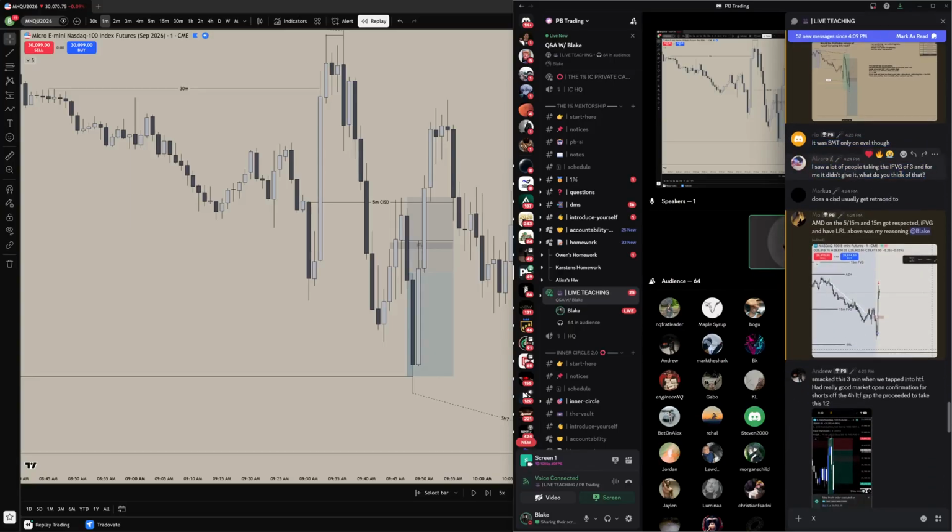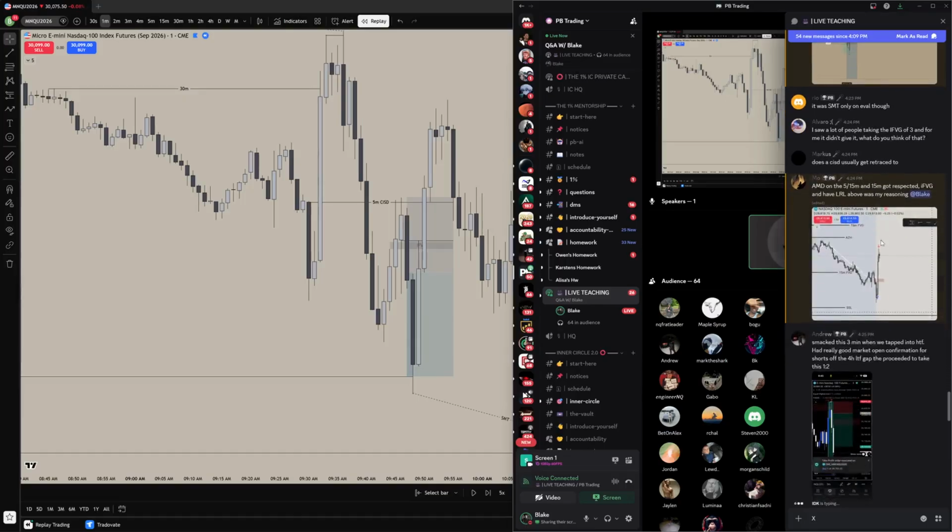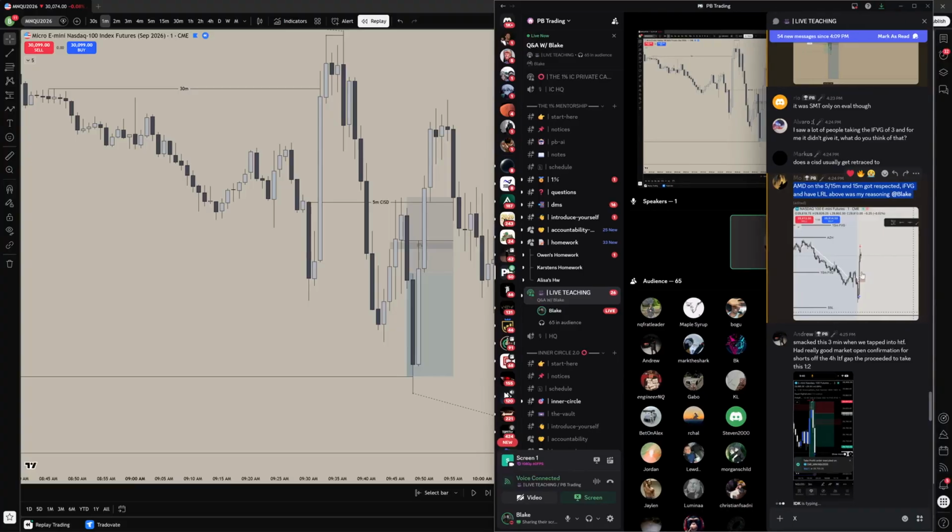Well, there was no entry on the 3 minute, so there's no close. Does the CISD usually get retraced to? It can. I mean, it's not like it always happens. It sometimes can get retraced to. Sometimes they were super bearish, it just dumps, or bullish, it just pumps, you know. Just the same way like for rally gaps. Sometimes we leave rally gaps unmitigated. Sometimes we retrace to them.